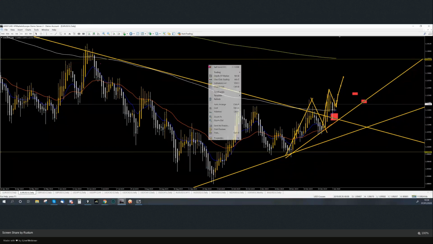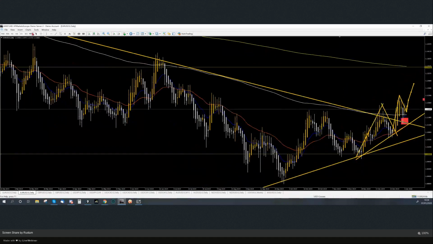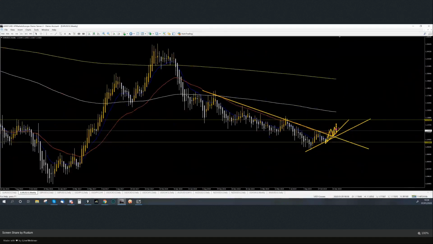Okay, so back to the weekly. I'm going to clear up this. So what do we have here? The weekly is giving us our potential targets. It's giving us our potential areas where you would like to take a trade.